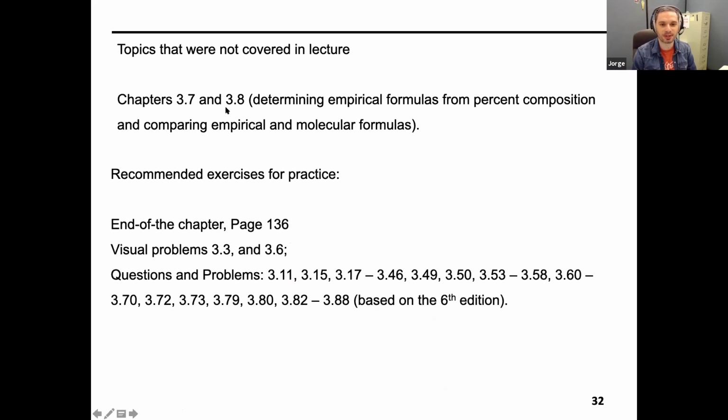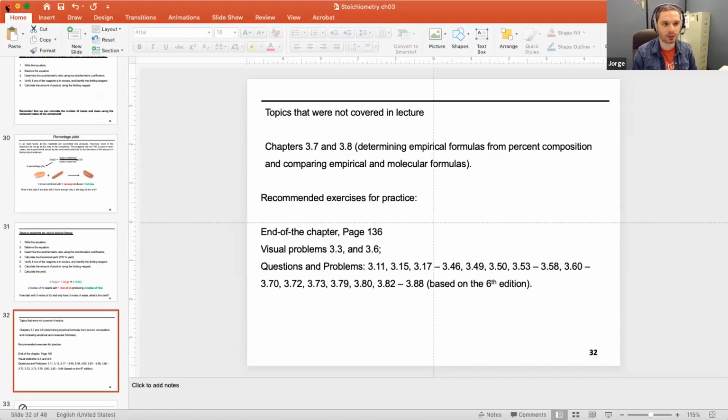Chapters 3.7 and 3.8 were not covered, and I think you are going to have the opportunity to cover that in the lab. And here, if you have time, I have some recommended exercises for practice that are in the book. Okay, very good, very good.